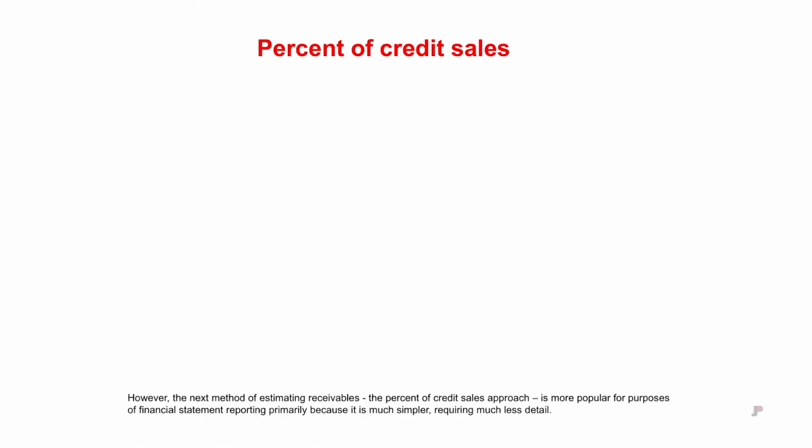However, the next method of estimating receivables, the percent of credit sales approach, is more popular for purposes of financial statement reporting, primarily because it is much simpler, requiring much less detail.